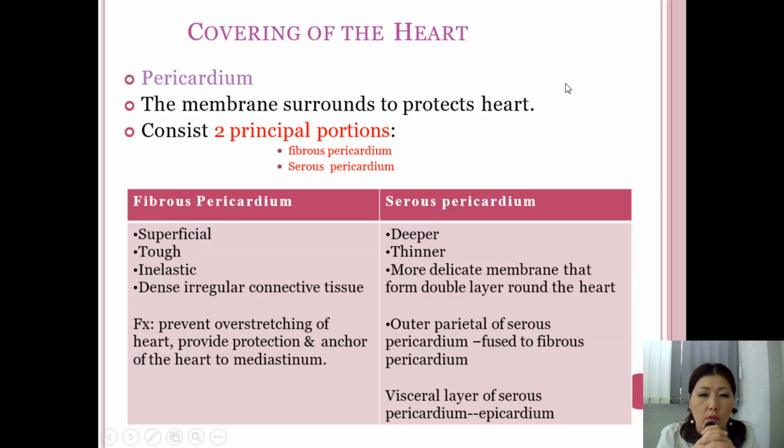And covering of the heart. Let's talk about pericardium. This is pericardium. The membrane surrounds to protect heart. Consists of two principal portions: fibrous pericardium and serous pericardium. Fibrous pericardium is superficial, tough, inelastic, dense, irregular connective tissue. Prevents overstretching of heart, provides protection, and anchors the heart to mediastinum. And serous pericardium is deeper, thinner, more delicate membrane that forms a double layer around the heart. Outer parietal layer of serous pericardium is fused to fibrous pericardium, and visceral layer of serous pericardium is epicardium.